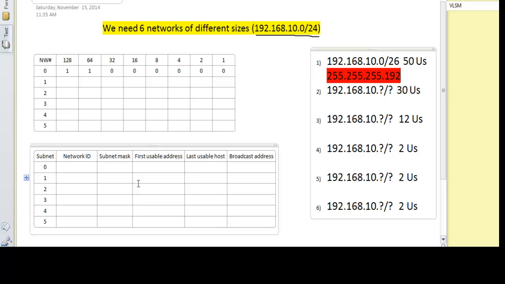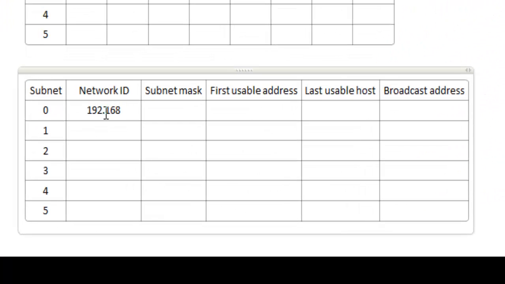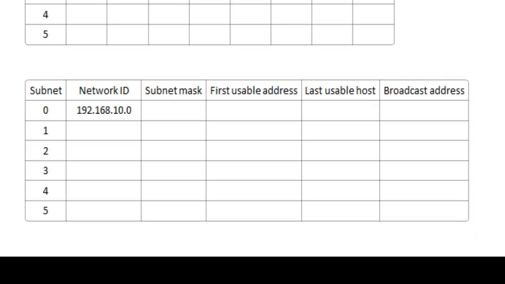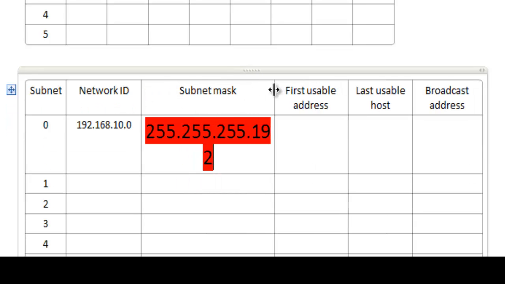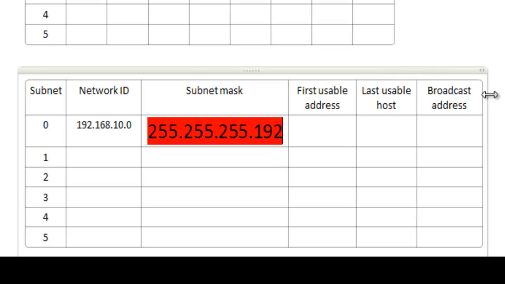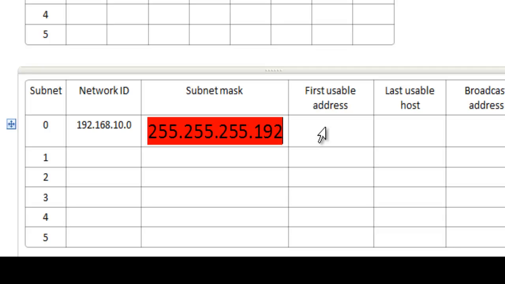Okay, now here, what is the network ID? This is the network ID for the subnet 0, which is 192.168.10.0, right? That's 0. What is the subnet mask? The subnet mask is 255, which is this one here. If I just can copy this and paste it right here. Oops, that's fine. Hopefully that will fit. Okay.